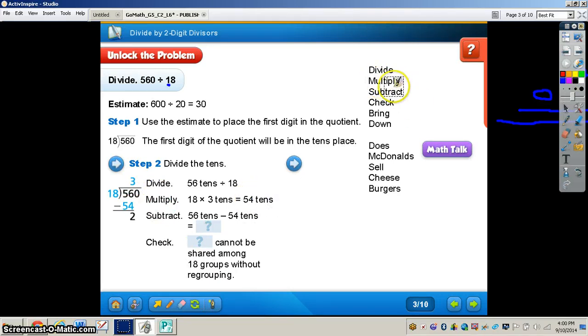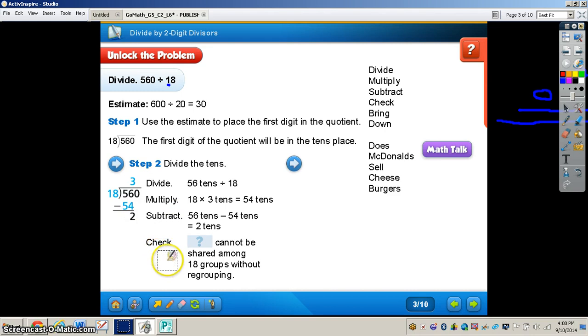So we multiplied. Now we go to our next step, which is subtracting 56 minus 54, and that's going to give us 2 tens. 56 tens minus 54 tens. Why is it tens? Because that 6 is in the tens place, and that 5 is in the hundreds place. So we subtract, and that's 2. Then we check. What do we check? We check and make sure that our subtraction answer, the difference here, is less than our divisor.